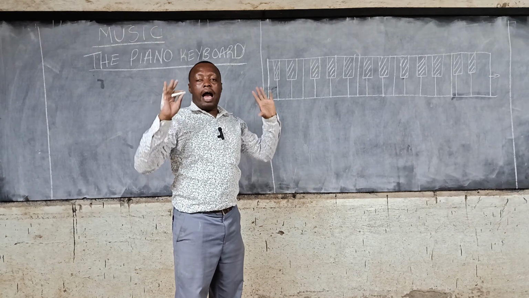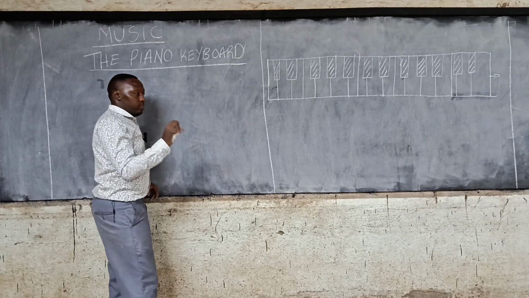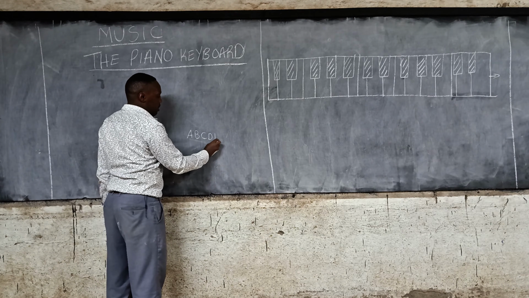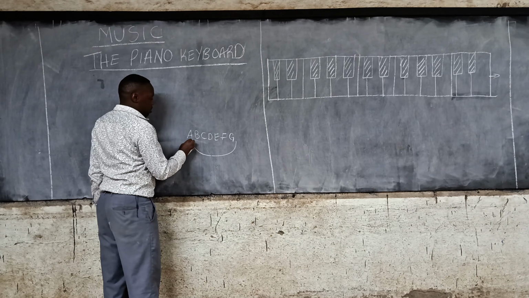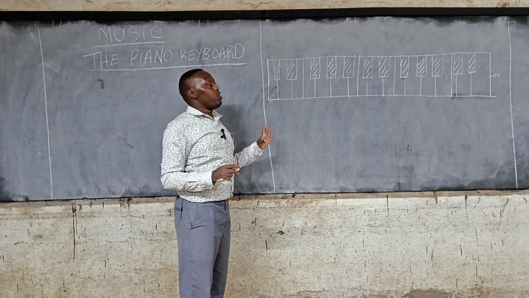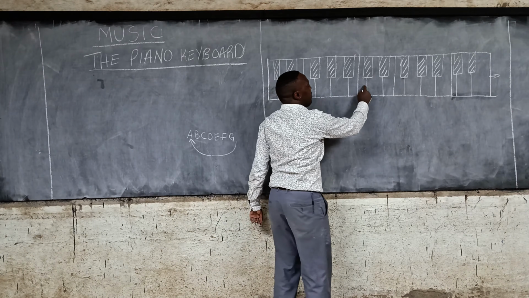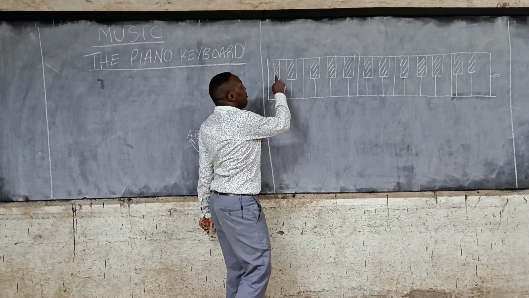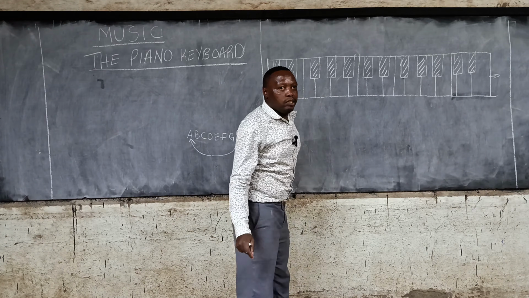We are now going to use the letters that we used in naming the staff. We used A, B, C, D, E, F, G, then we go back to A. Now, note this. In this piano, we have the white keys. These are the white keys on the piano. And these ones that I've shaded are the black keys.